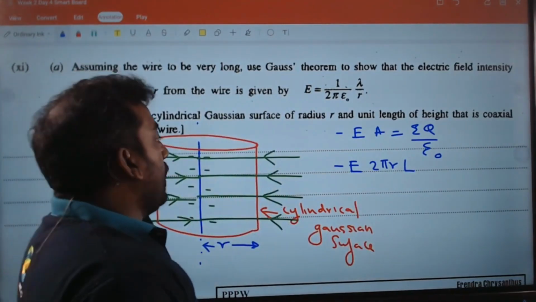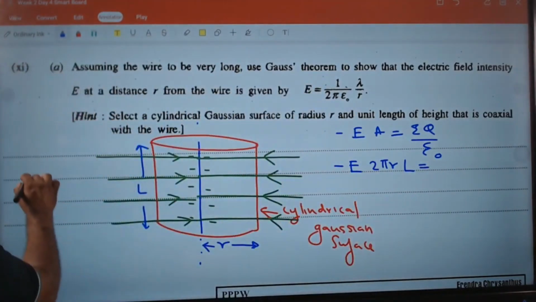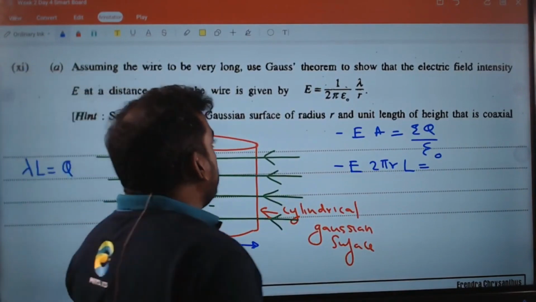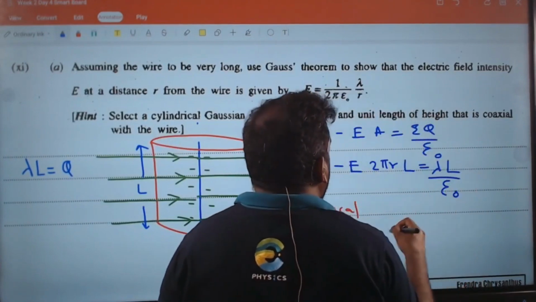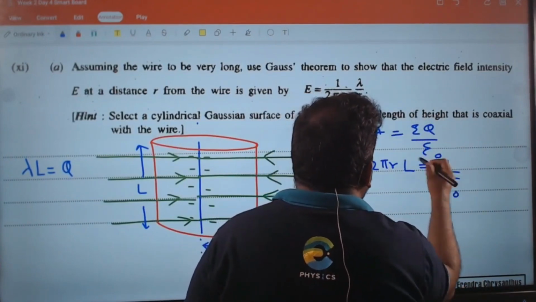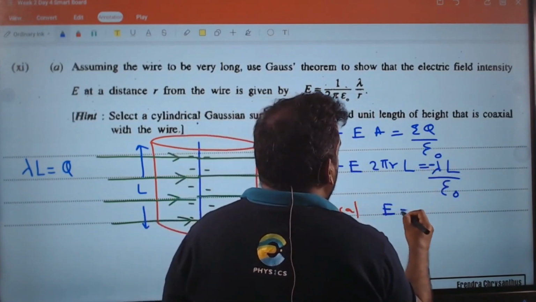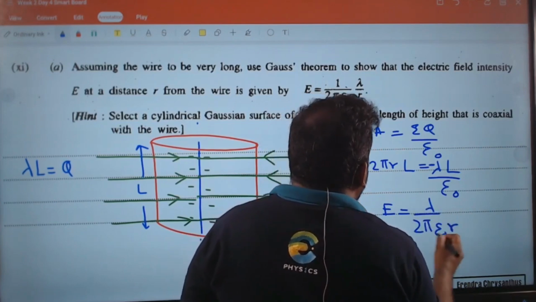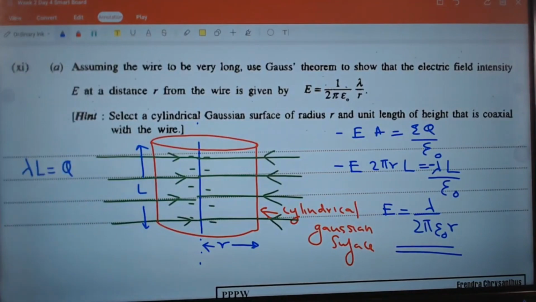What's the total charge inside? Charge per length is given. Lambda times L will give you the charge. So lambda times L divided by epsilon naught. L will cancel off. And don't forget it's negative charge. Minus minus cancel off. E equals lambda divided by 2 pi epsilon naught R. There you go. That is your electric field using Gauss theorem.